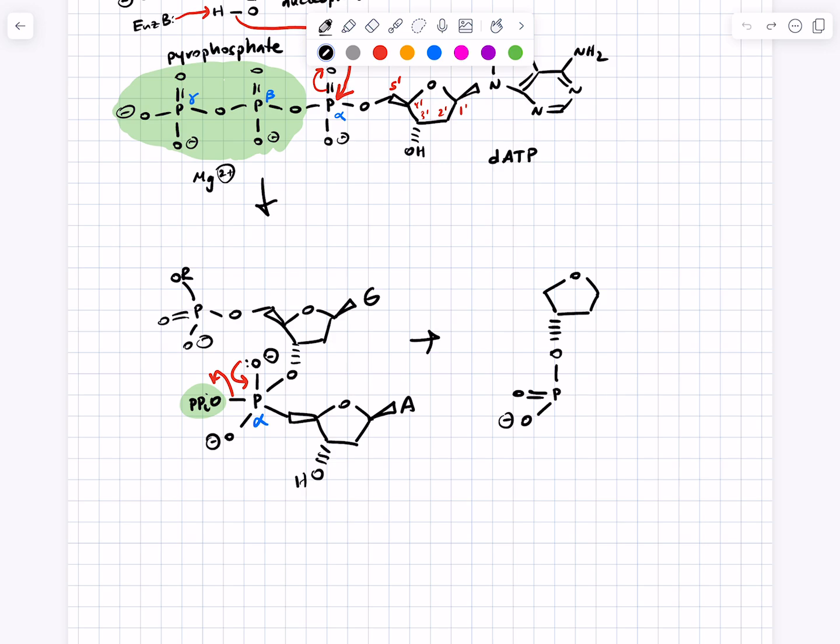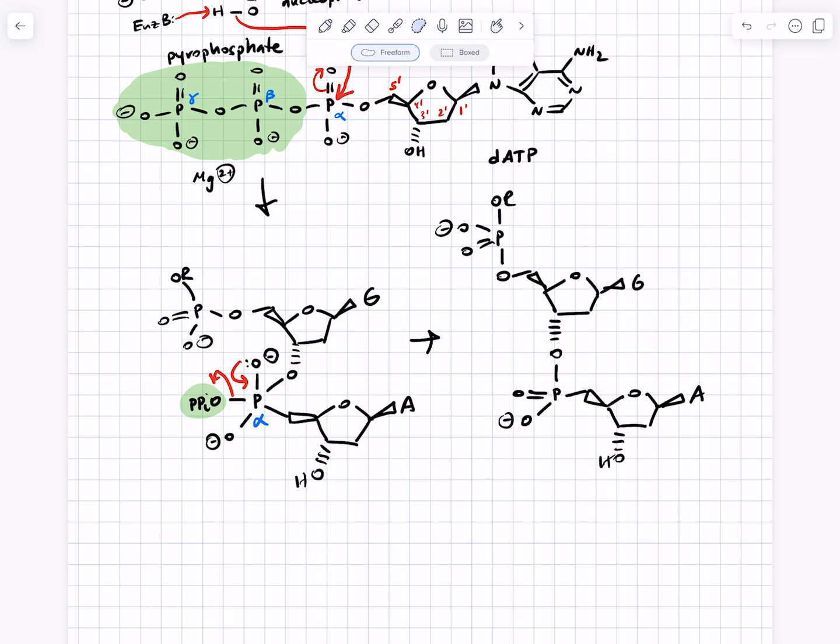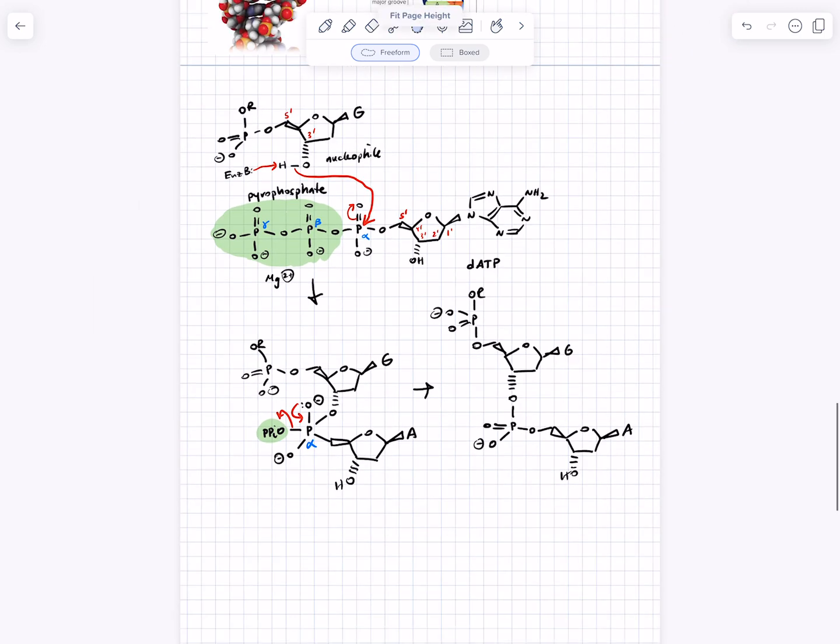Oh, brother. Isn't there supposed to be oxygen between the 5' and the phosphorus? Yep, there is. Thank you. Sorry for that. That's better. Yuck. That's what happens when you're in a hurry. Okay, so that's how a single reaction elongating an oligonucleotide goes.